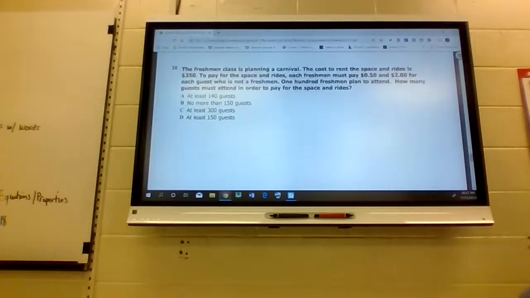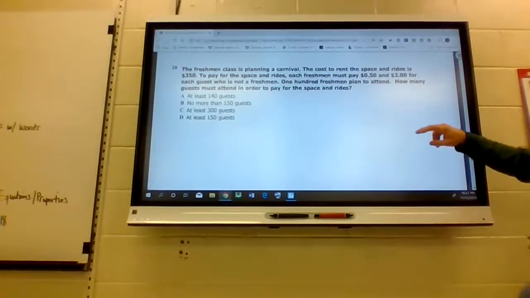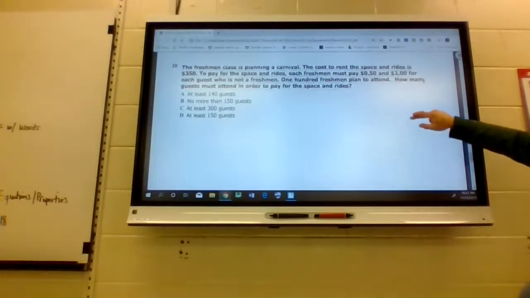20, the freshman class is planning a carnival. The cost to rent the space and rides is $350. To pay for the space and rides, each freshman must pay 50 cents and $2 for each guest who is not a freshman. 100 freshmen plan to attend. How many guests must attend in order to pay for the space and the rides? That is an inequality word problem you're trying to set up there.